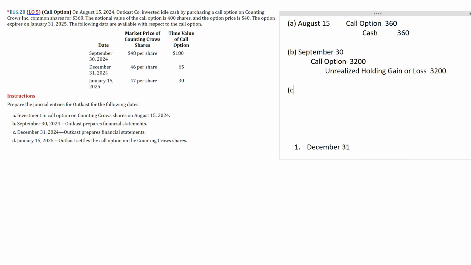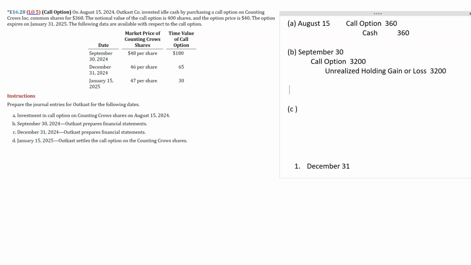Then here December 31st, we will also adjust it, but before that look at the time value. So originally we recorded these options. This is capturing the time value, and the time value reduced as time passes. The time value for the option also decreases, so now time value reduced to 180. So we will reduce the option value by 180 because of the decrease in the time value, and we will also show this 180 as unrealized holding gain or loss, showing it on the debit side.